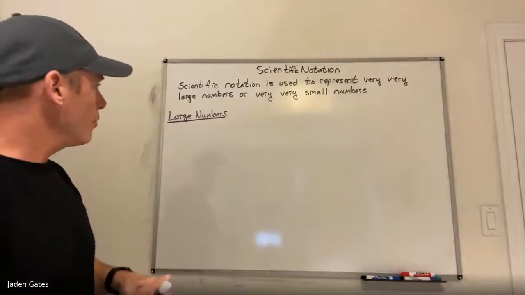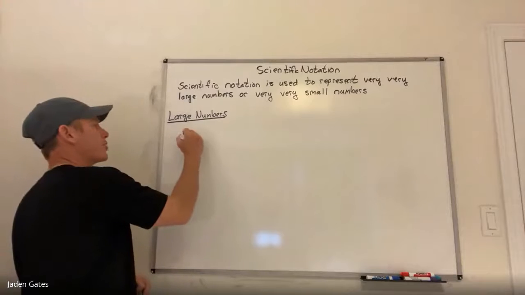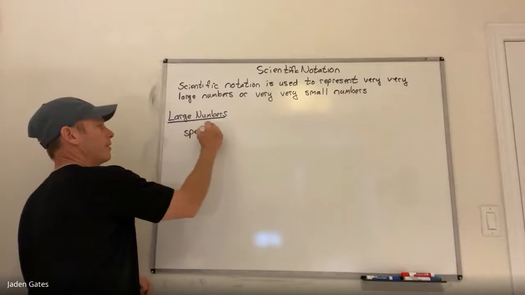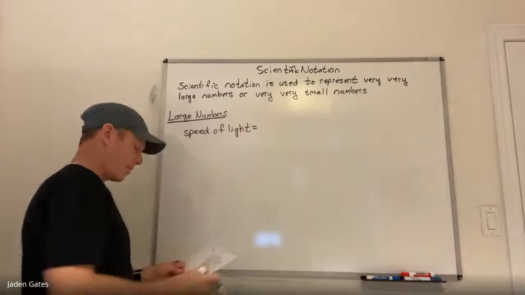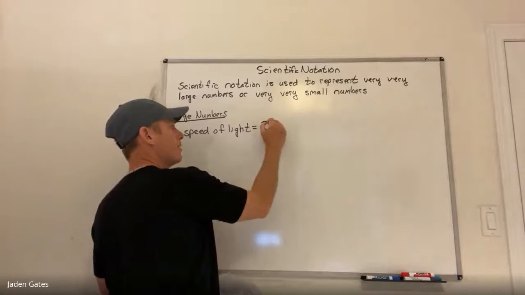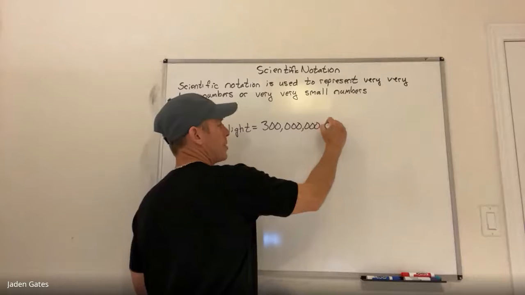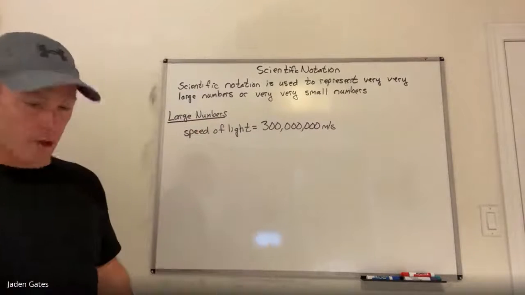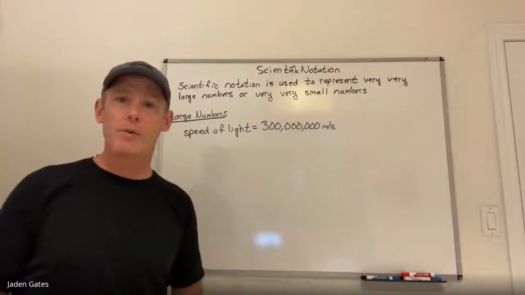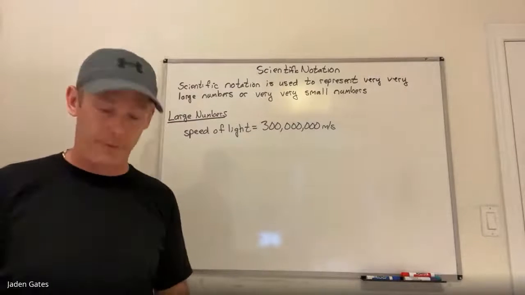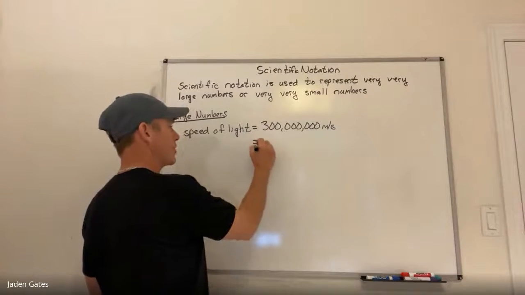All right. And so, for instance, in a large number, we could get something like the speed of light. Now, the speed of light is 300 million meters per second. So we can all agree that's pretty fast. You're going 300 million meters per second. In fact, you can probably get around the world in about a second and a half if you go across the equator. Now, here's the thing, we're going to write this in scientific notation.